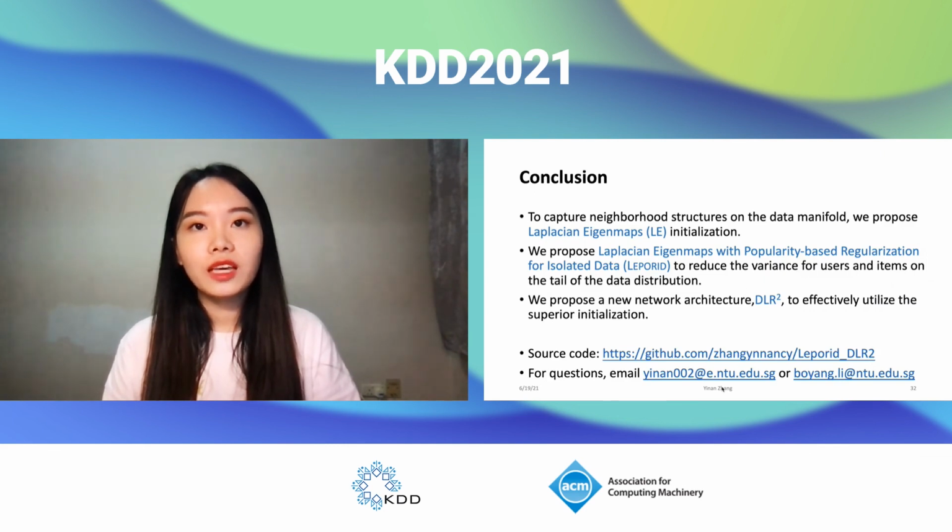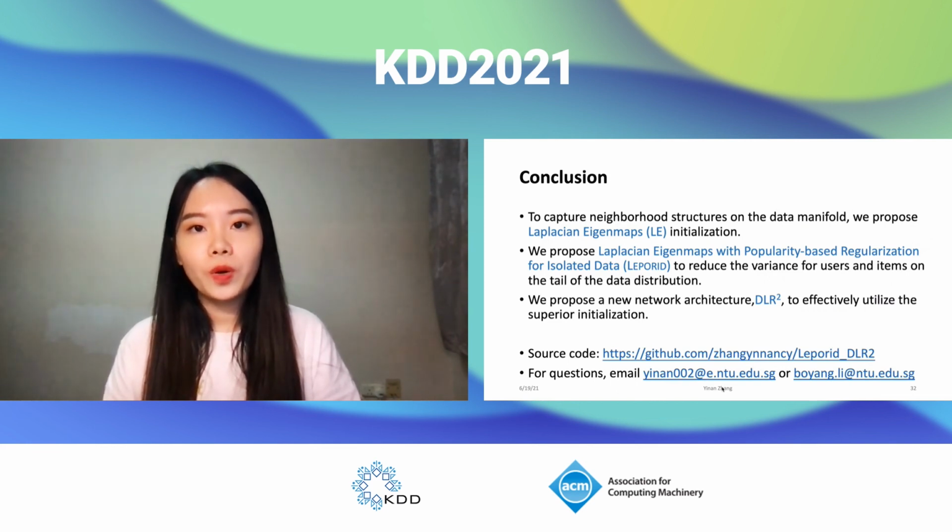In conclusion, to capture neighborhood structures on the data manifold, we propose to initialize user and item representations with Laplacian eigenmaps. To the best of our knowledge, this is the first work applying LE in initializing neural recommendation systems. Further, we identified the issue of high variance in LE embeddings for KNN graphs, and propose Laprid to reduce variance for users and items on the tail of the data distribution.